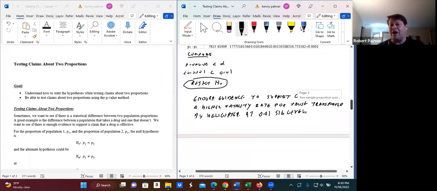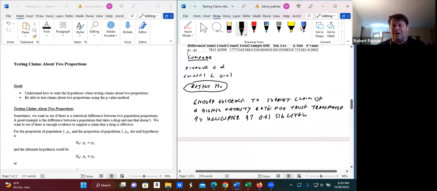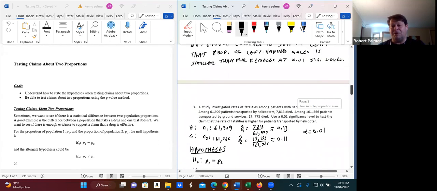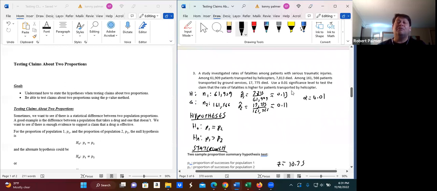One question would be, why do we have enough evidence to support the claim? Assuming it is true, okay, this is not a guarantee that it's true. We just have enough based on this information. There's enough statistical evidence to support the claim at this level. But it could be some other reason. It doesn't necessarily mean that traveling by helicopter is more dangerous than traveling by ground to the hospital. It could be that people who travel by helicopter were in much worse condition, and maybe that's the reason why they're more likely to die.